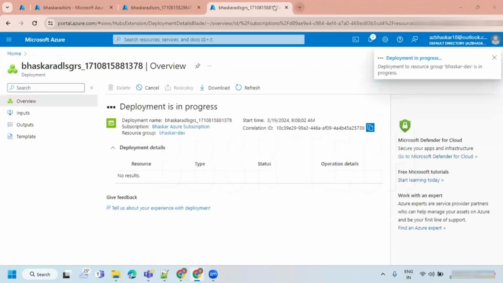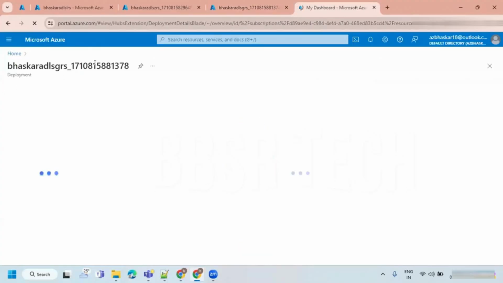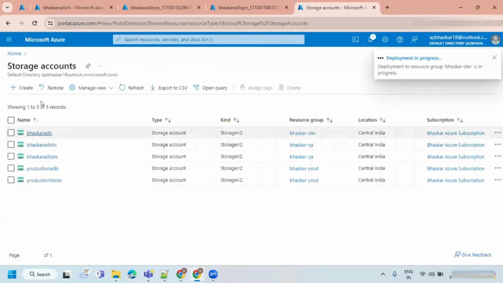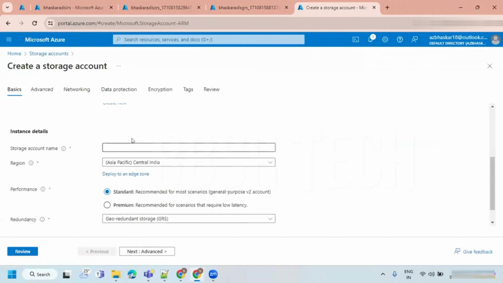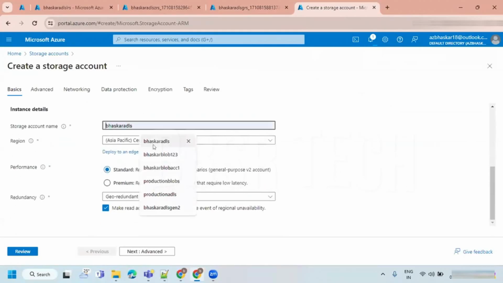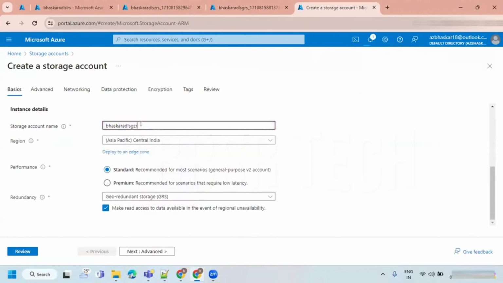And finally, there is one more, GZRS. Let's duplicate the tab again. Let's go to home. Again, storage accounts. Let's create. Let's take the QA resource group. GZRS.